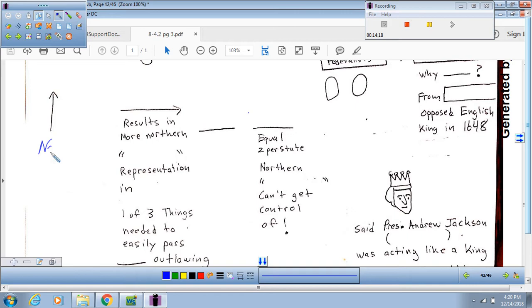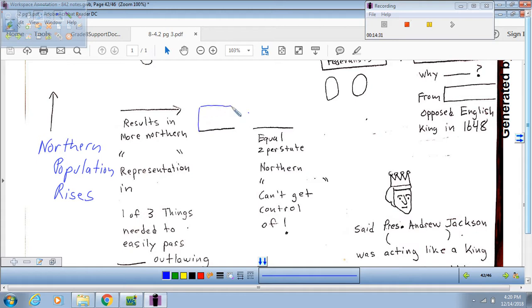Now, the northern population rising would affect votes in the House, and it would swing the House in favor of the North. So the North would control the House, which, as we went over, in today's House would mean they would have to have 218 plus votes. Well, they had that. They had a majority of the votes because of the immigrants that moved in.